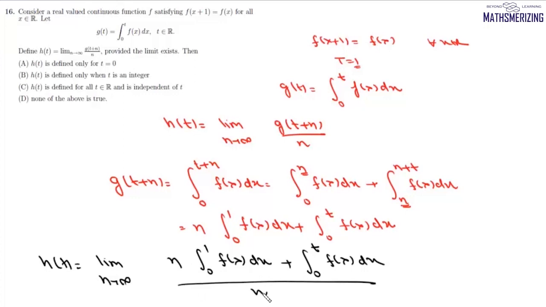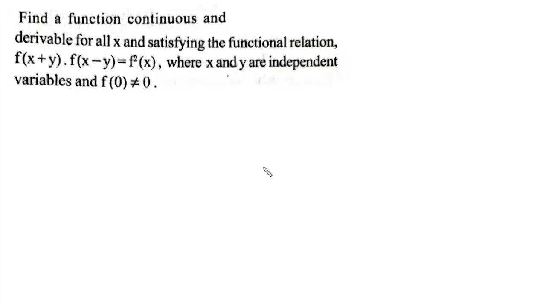Now we split it in two parts. This n and n will cancel, and 1 upon infinity will be 0. So this h(t) will be nothing but the integral from 0 to 1 f(x) dx, which is a constant function. So this h(t) is defined for all t belongs to R, and it is independent of t, and that's option C.